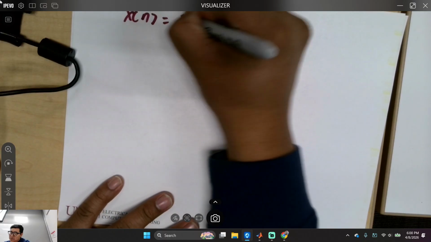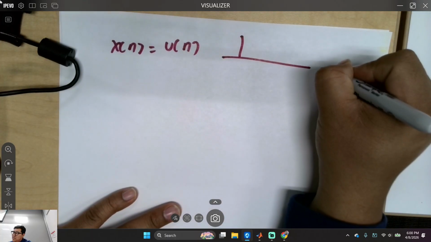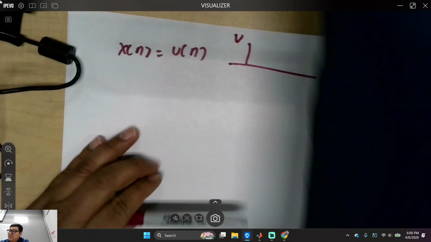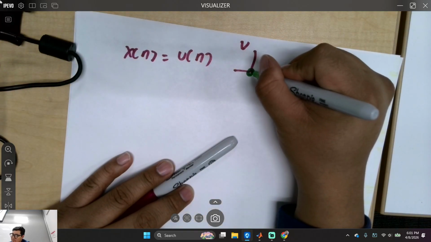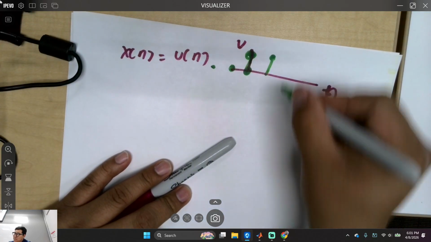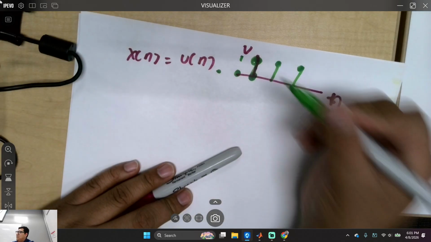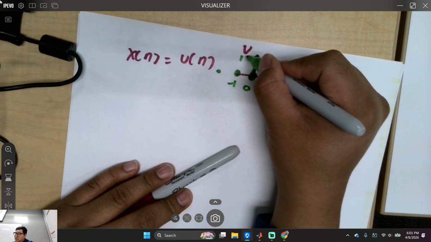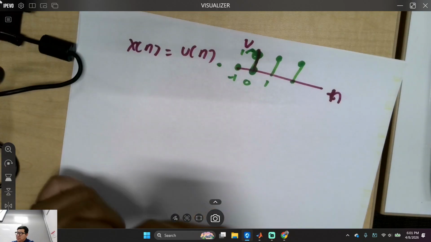x[n] is equal to u[n], right? Everyone knows what that equals, right? This is n and some voltage, and it goes like this, right? Green, it's the green marker. There we go. Everyone knows that function, right? Easy. And it goes to 1, right? Any questions in here? 0, 1, 1 volt right there, right? Easy stuff, right? What about the Z transform?